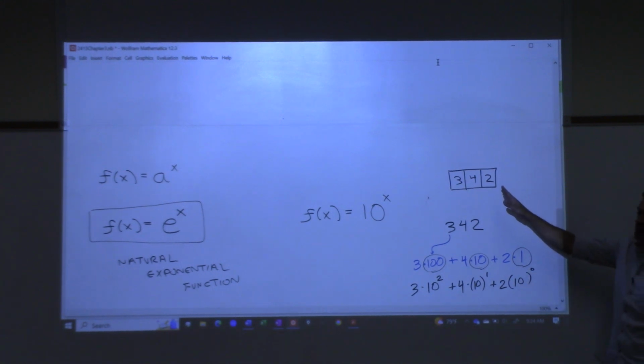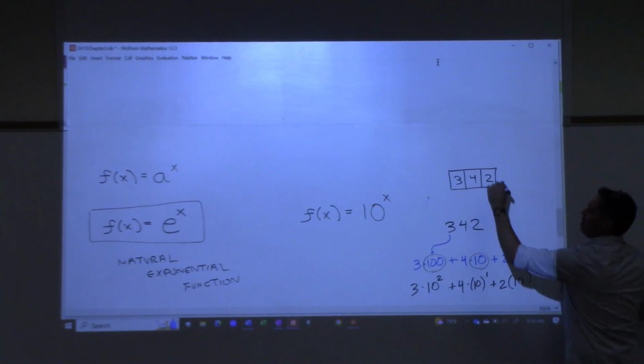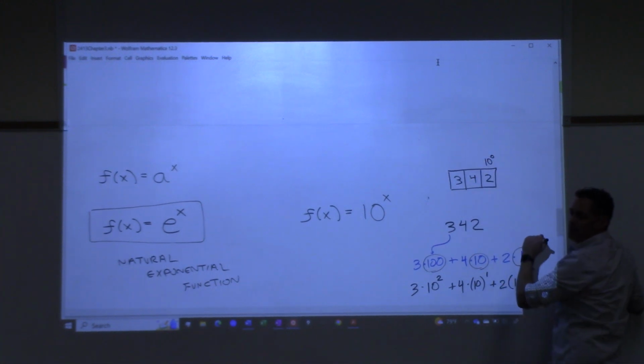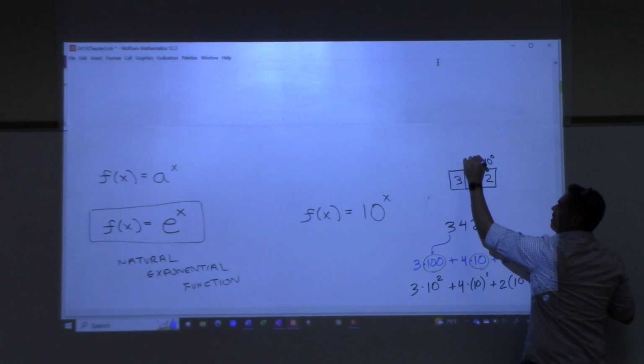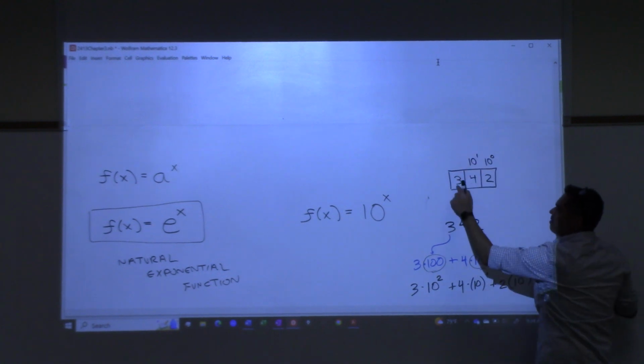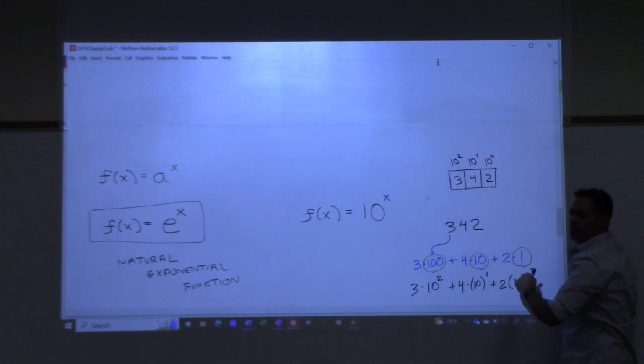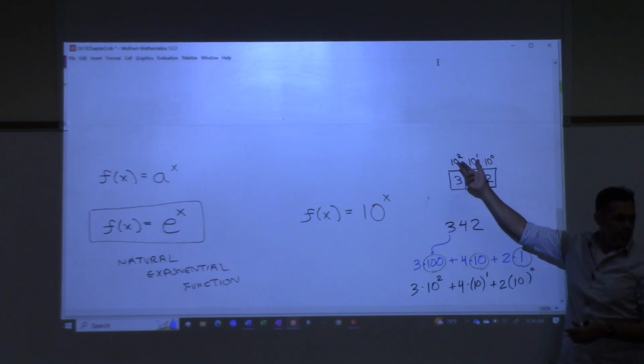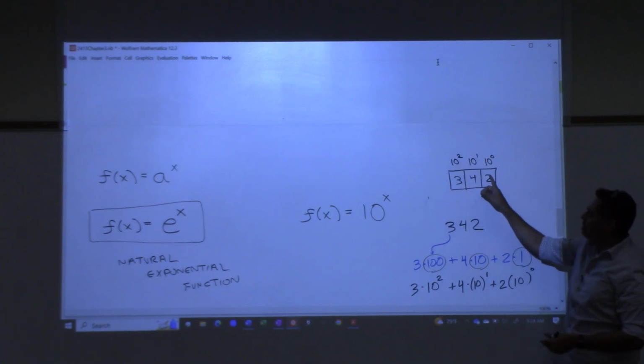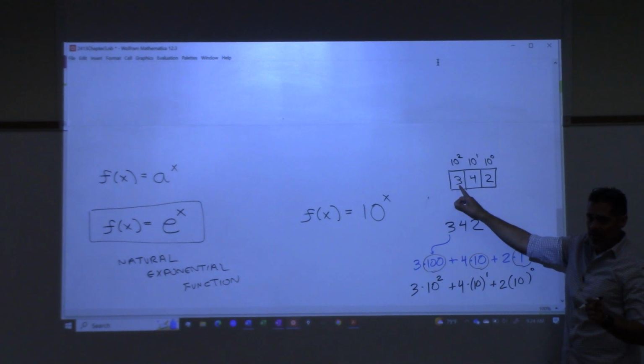So our number system, the way it works is that the first digit is how many 10 to the 0s you have. The second digit is how many 10 to the 1s you have. The third digit is how many 10 squareds you have. The next digit would be 10 cubes, right? So how many 1s, 10s, hundreds, right?